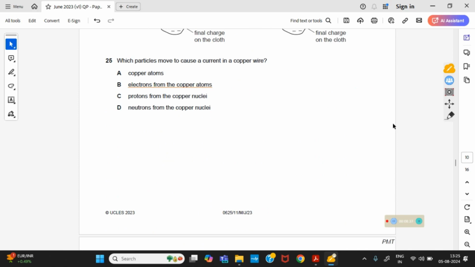Which particle moves to cause a current in a copper wire? Copper wire is a metal and it is the electron that decides the conductivity of metal because there are a number of free electrons available in metal. Option B is right. Electrons from the copper atoms.